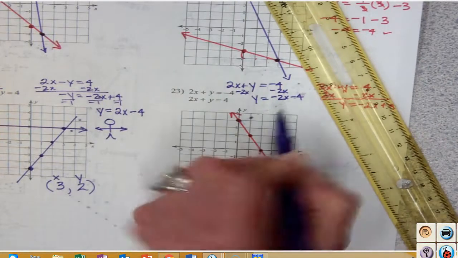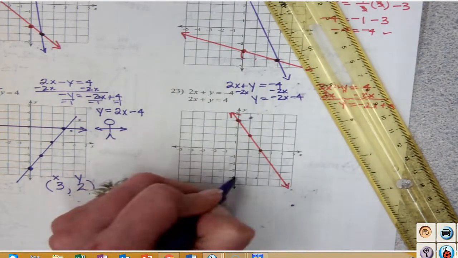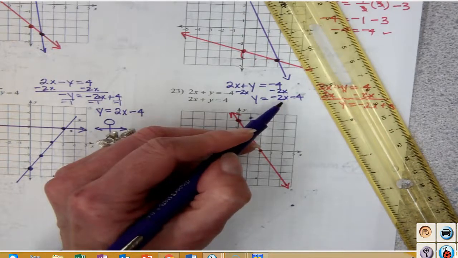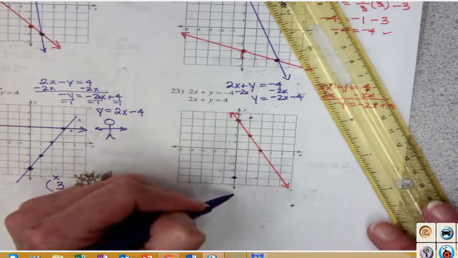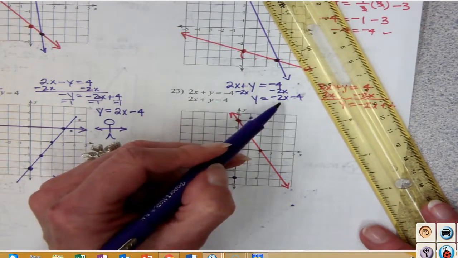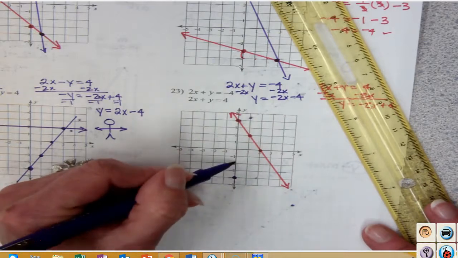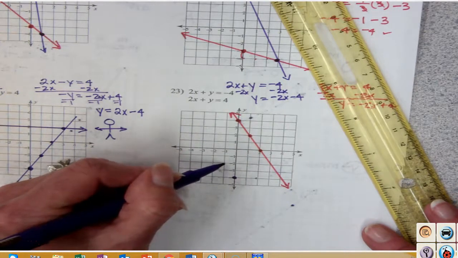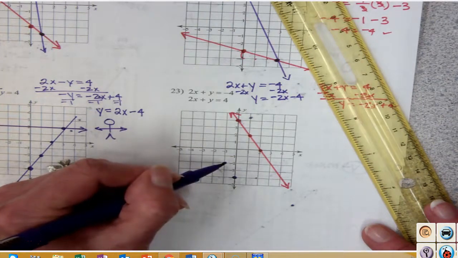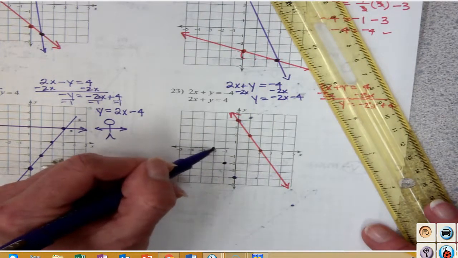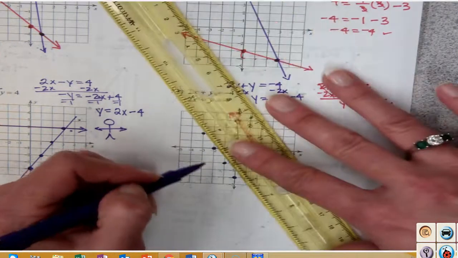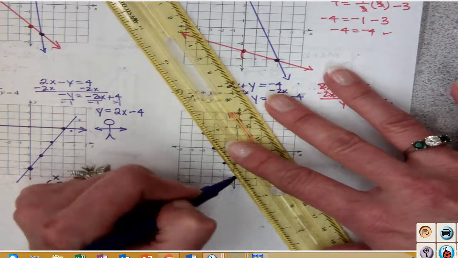Then for my purple equation, I start at negative 4, and I've got a negative slope here. However, if I go down, it's going to be off my graph. And I know that if I have a negative, I can go up 2 as long as I go to the left 1, because that would be a positive over a negative, and a positive over a negative is still going to give me a negative. So it's going to look like this.